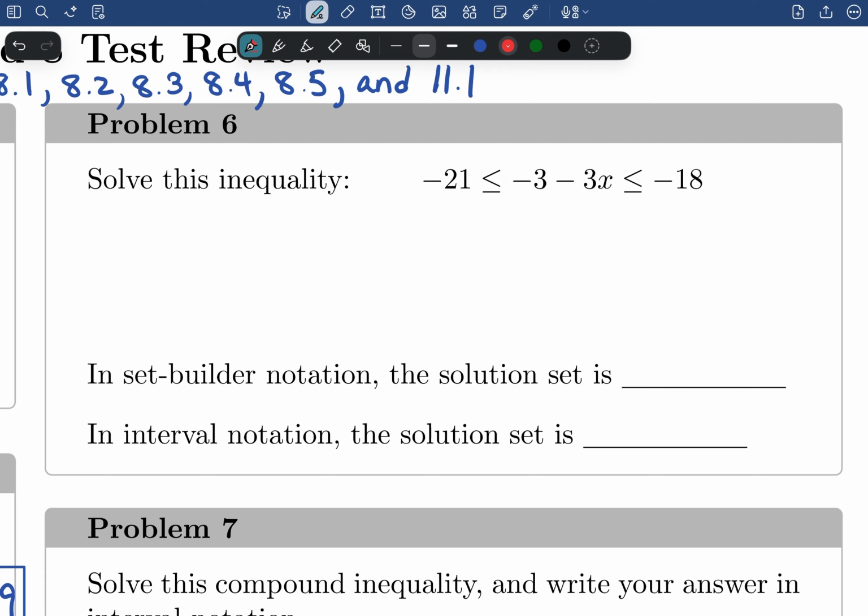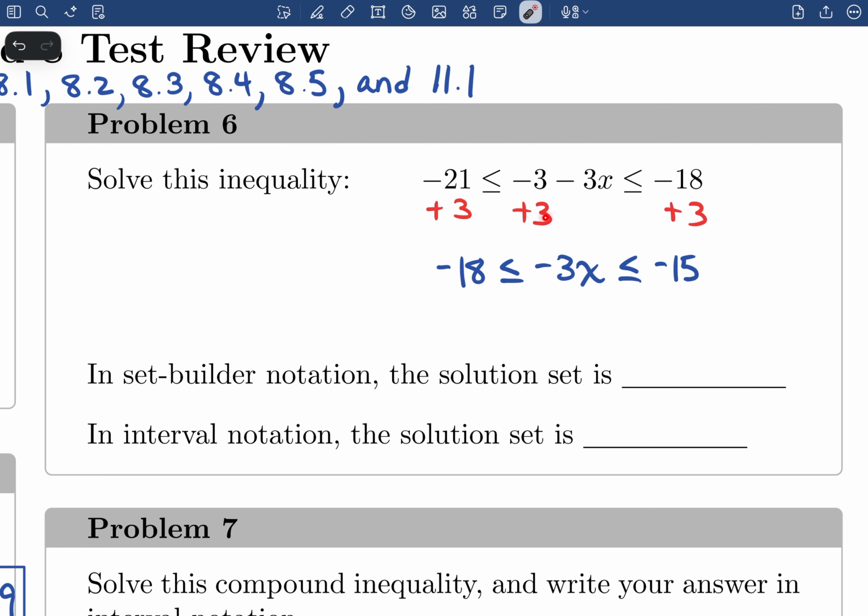Let me show you. You see this negative 3 right here? Well, I'm going to add it to all three pieces. Okay, so I'm going to add 3 here, here, and here. And I'm going to rewrite everything. Now, let's see. Negative 21 plus 3, that is negative 18. And that's less than or equal to negative 3x, which is less than or equal to negative 18 plus 3, which is negative 15. Great. So what have I done? I've just gotten rid of this in that middle section.